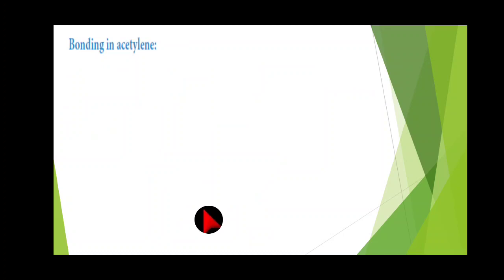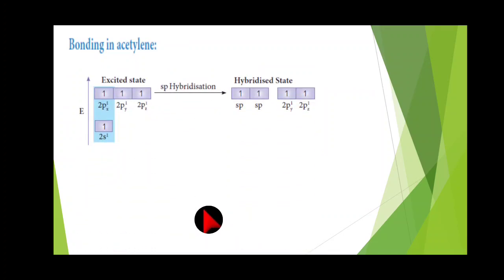So next we move to the bonding in acetylene. Acetylene structure, CH triple bond CH. Now directly we can write the excited state. So just now we have seen the excited state. Here one s orbital and one p orbital involved in the hybridization. So carbon electronic configuration 1s2, 2s2, 2p2. The one electron goes to the 2pz orbital.